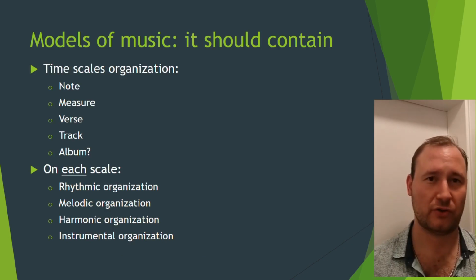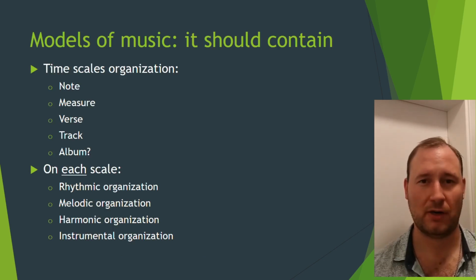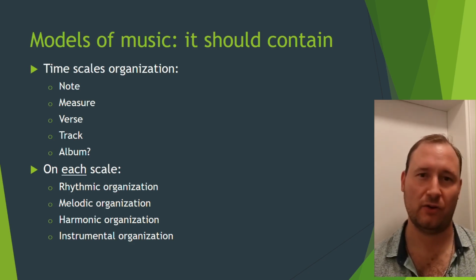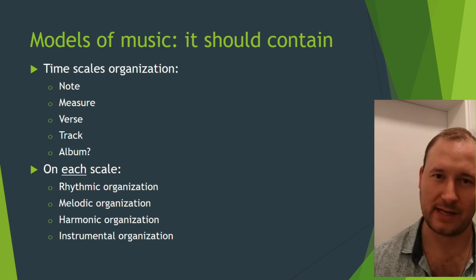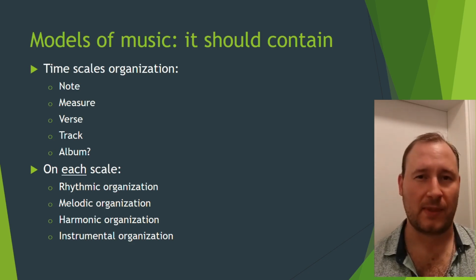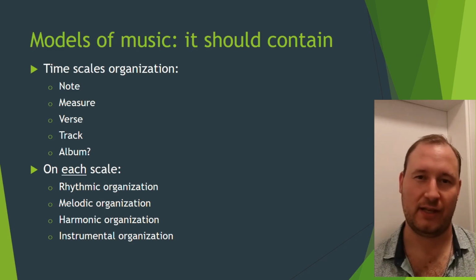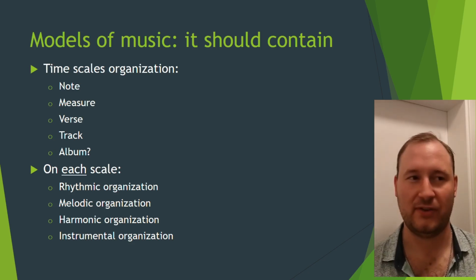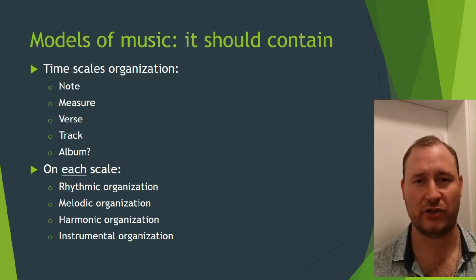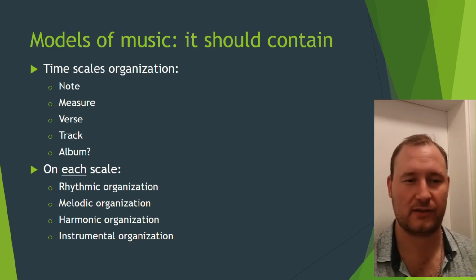What should a musical model contain? It should provide you with terms on different time scales, like note, measure, track scale, and it actually should give you the subordination of these things, how they are organized and related between themselves. And on each scale you need to touch rhythmic, melodic and harmonic organization and probably some instrument-related stuff as well.